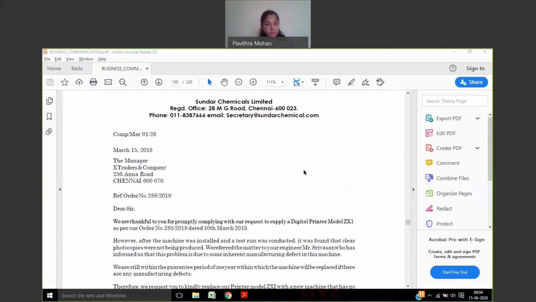So the block format will be like this. First, the company name will be given. After that, the registered office address, followed by phone number and email address, as per the letterhead requirement of company law, so we are complying with this. If the CIN number and GST number are not provided here, note that the CIN number and GST number also have to be mandatorily provided.